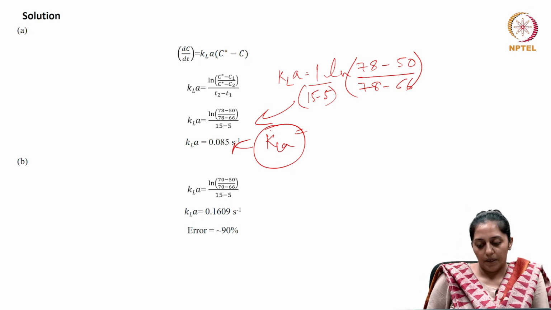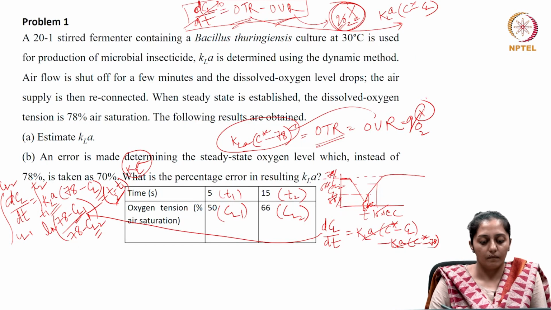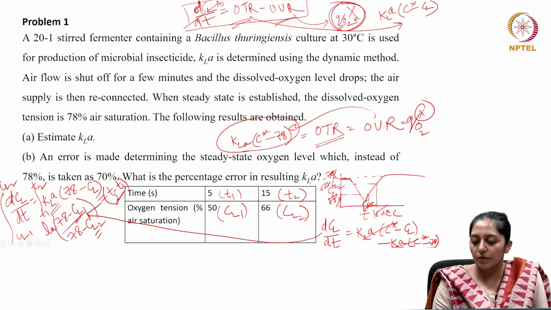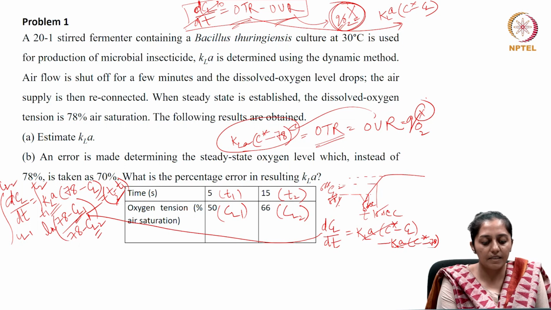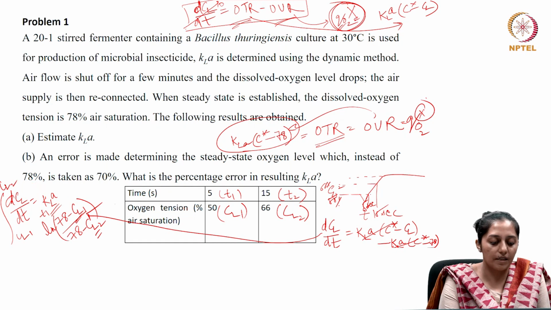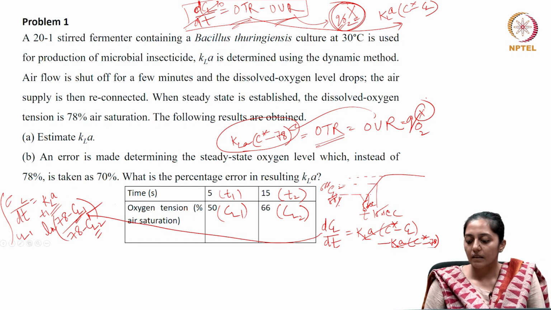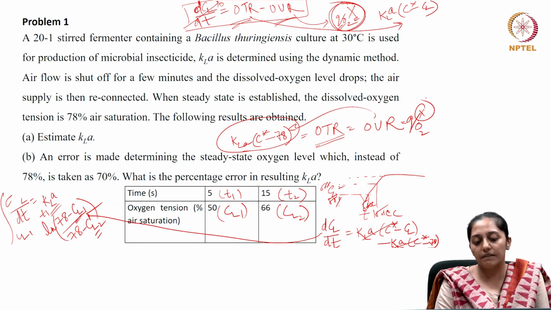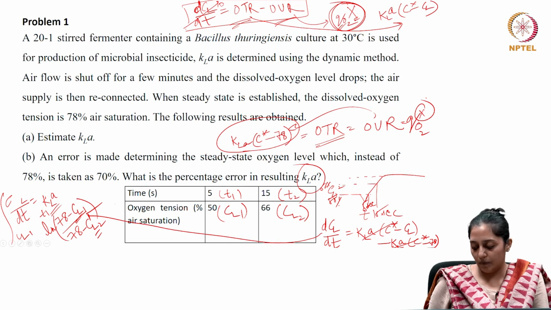Now, let us see the second part. An error is made, I will just erase this so that the question is visible properly. The error is made determining the steady state oxygen levels. Instead of 78, they have taken it as 70% by mistake. Now, we need to find what will be the in turn percentage error in the resulting KLa value.